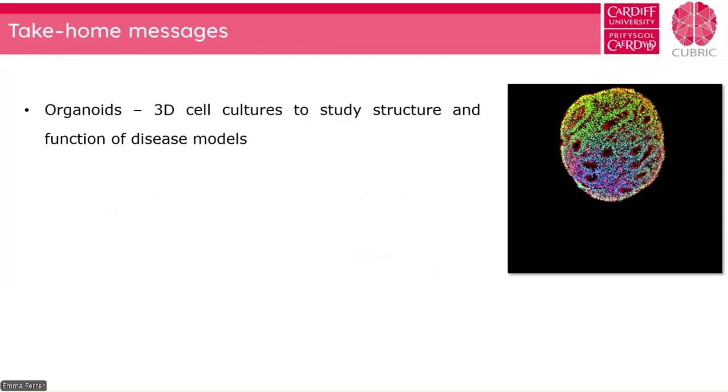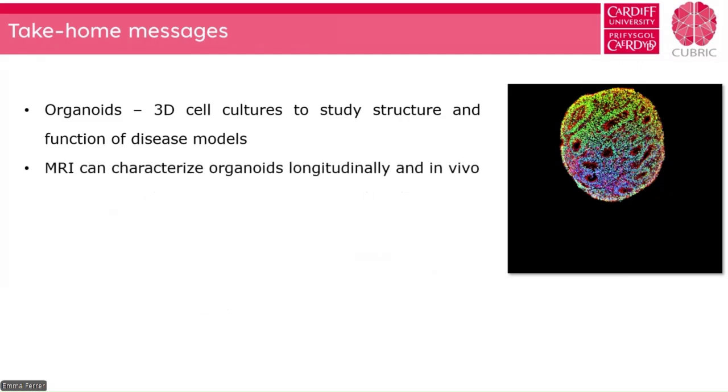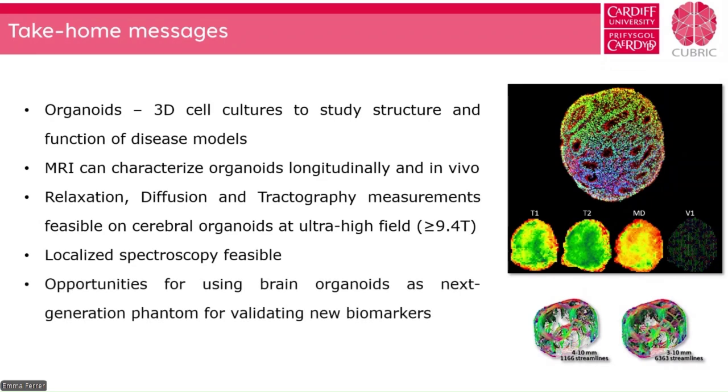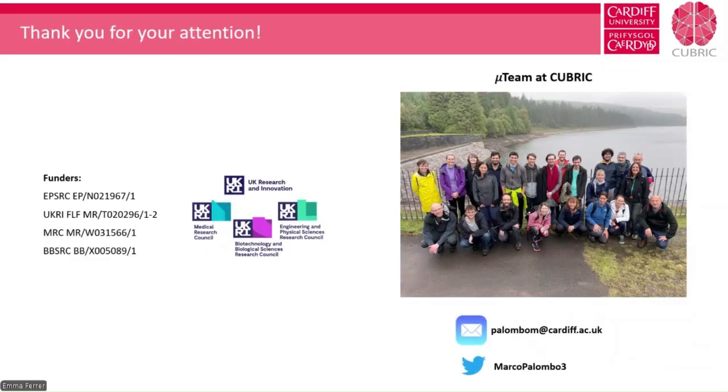So just to conclude, because I'm slightly over time, I think I gave you an overview of how organoids are 3D cultures that can be useful to us to study and validate some of our techniques. MRI can characterize organoids longitudinally and in vivo. And we have examples, although very limited, of applicability of MRI to organoids. However, it requires preclinical scanning at very high field for the moment. Localized spectroscopy seems to be feasible, which opens opportunities to study also the metabolism of these interesting systems.